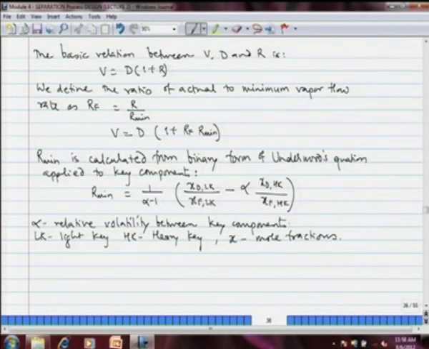However, that equation is derived for a binary mixture. Now, here although we have a multi-component mixture, we assume it to be binary, where the two components are the heavy key component and the light key component, and that is how the equation for R minimum is obtained. Alpha is the relative volatility between key components, LK stands for light key, HK stands for heavy key, and x stands for mole fraction in this equation.